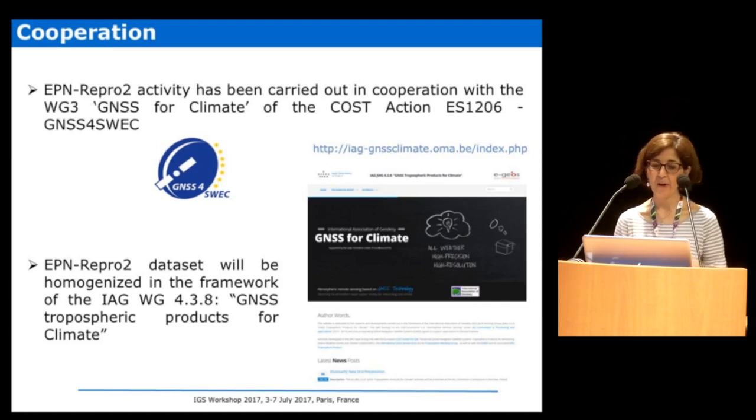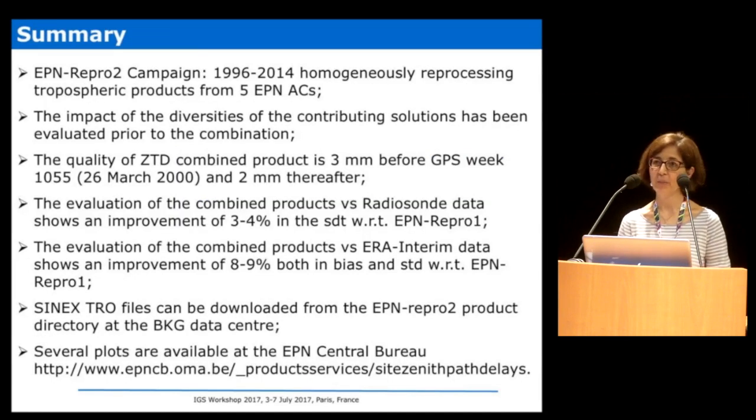So, in summary, we have homogeneously reprocessed the full EPN network. We have delivered several individual solutions, and we have evaluated the impact of this diversity, and we have evaluated the product with respect to independent data sets. These data are now in SINEX_TRO format, unfortunately the old format, not the new one, and can be downloaded from the EPN-Repro2 product directory at the BKG Data Center. And if you are interested, at the EPN Central Bureau we have uploaded several plots at this web address. And with this, I conclude my presentation.